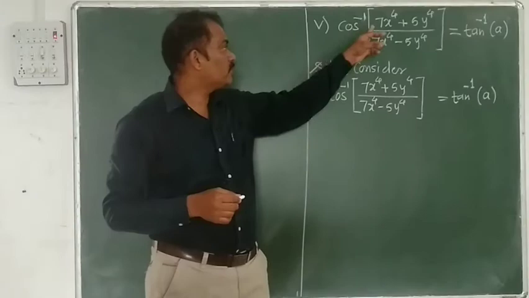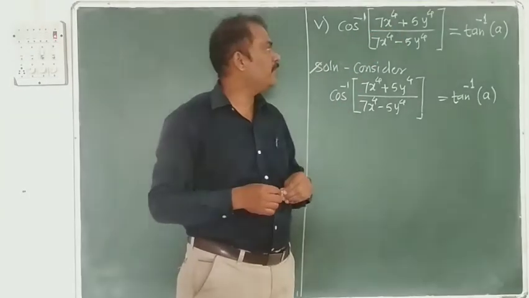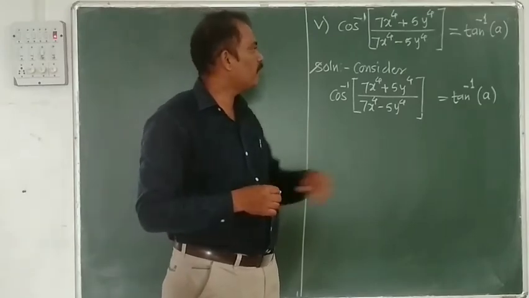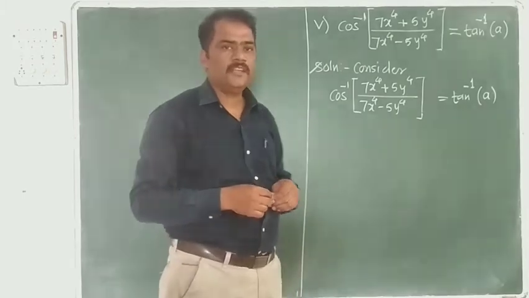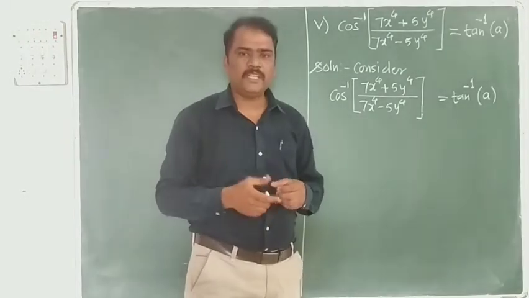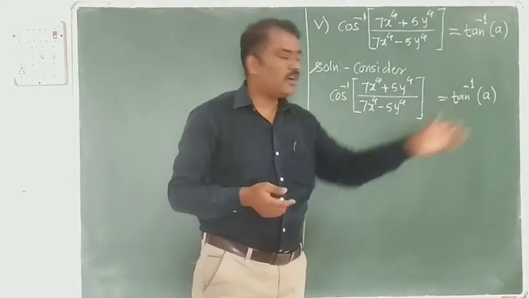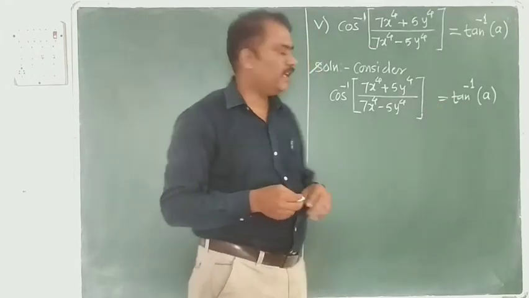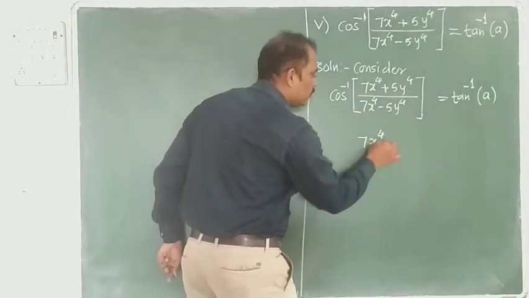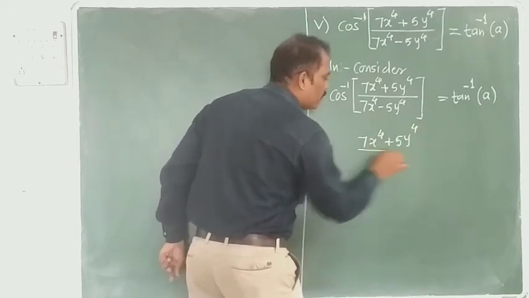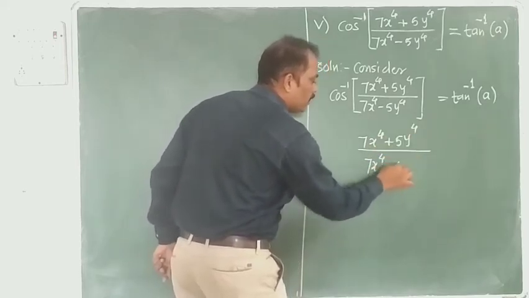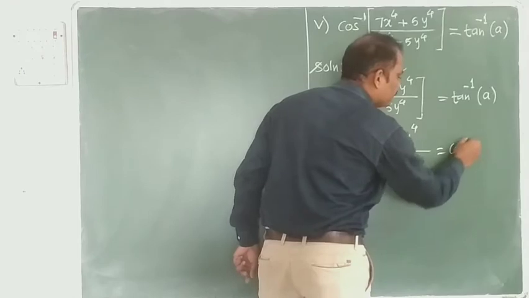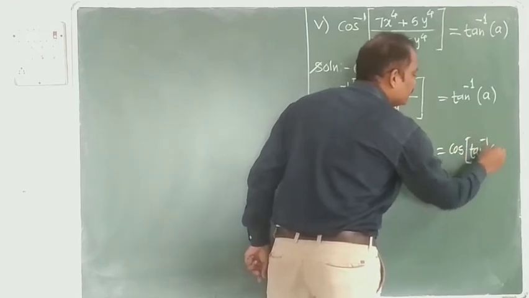What is that? Cos inverse of (7x^4 + 5y^4) divided by (7x^4 - 5y^4) is equal to tan inverse of A. To take the derivative very easily, we have to transfer this cos inverse to the LHS so that the RHS becomes cos of tan inverse of A. So that we can write (7x^4 + 5y^4) divided by (7x^4 - 5y^4) is equal to cos of tan inverse of A.